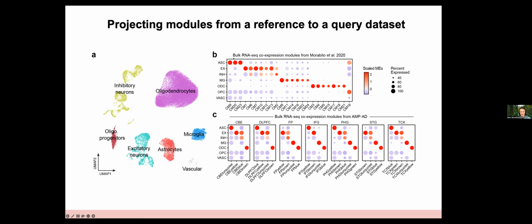So we took actually 2 sets of modules from bulk RNA-seq and then projected them into our data set from our paper from last year. So we can see here there are all these different modules, and then we can see which cell types they were expressed in. And you can do this from single cell to single cell, bulk to single cell. You can't do single cell to bulk yet, but maybe we will do that.